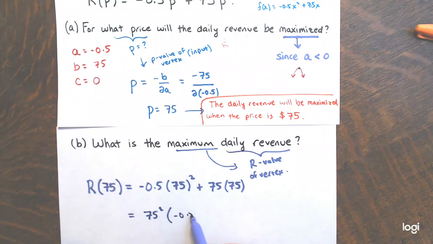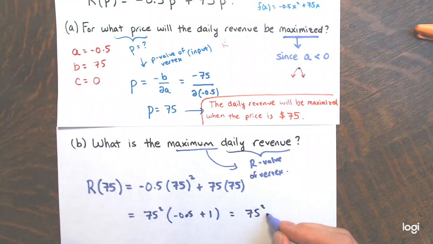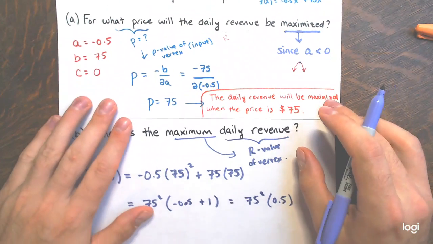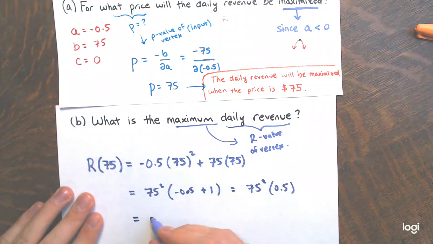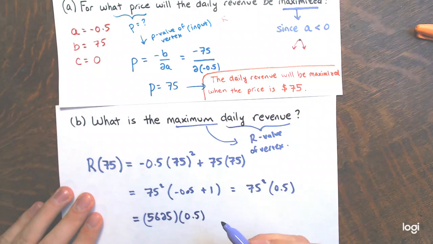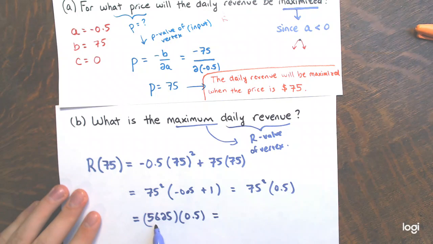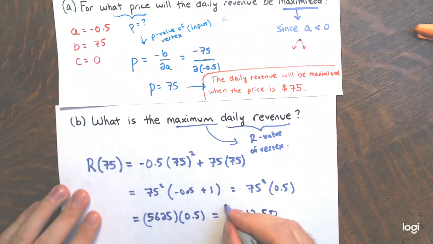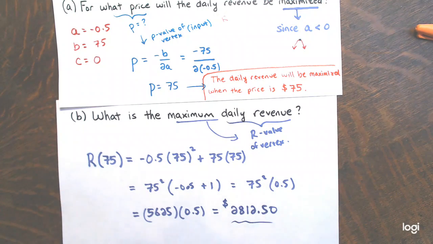And then you'd have negative 0.5 left over in the first term. And if you pull out 75 times 75, you pull out 75 squared from the second term, it's just plus 1. And then negative 0.5 plus 1 is just positive 0.5. So it's 75 squared times a half. Right? So whatever half of 75 squared is. Well, 75 squared is 5,625. And then you're multiplying it by a half. So half of 5,600 would be 2,800, and half of 25 is 12.50. So $2,812.50.